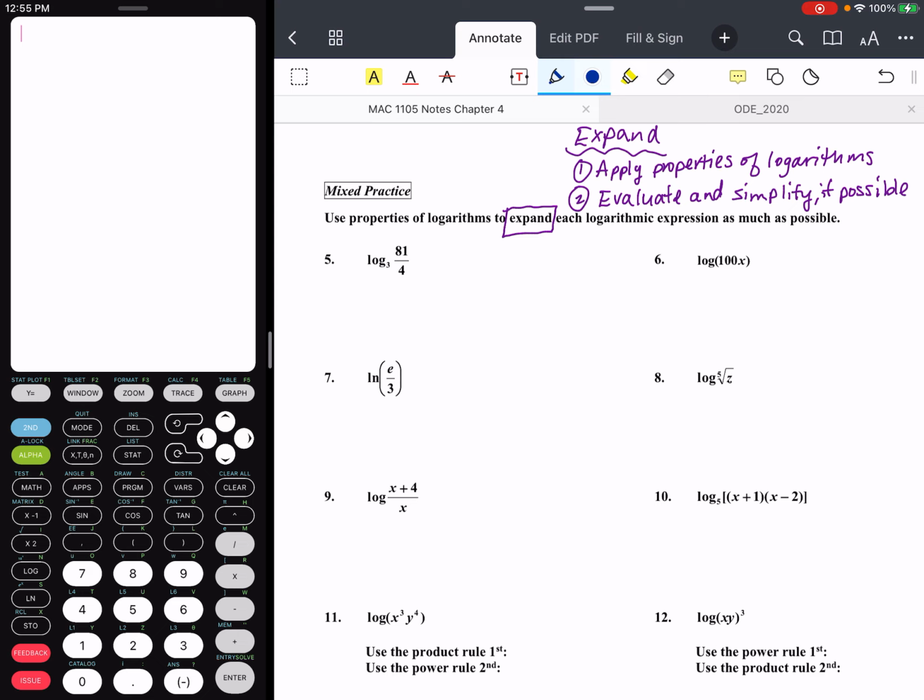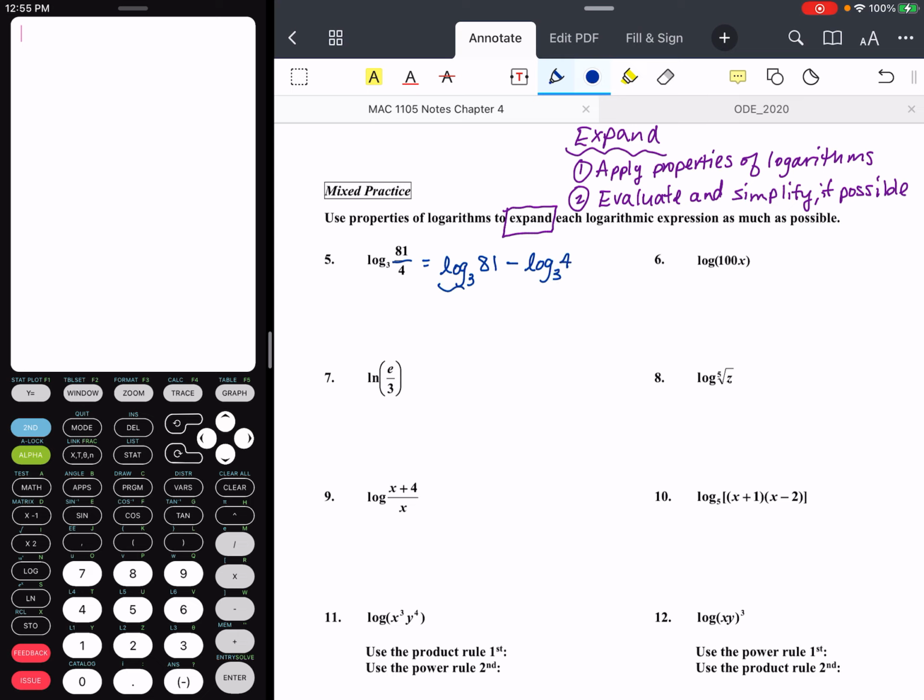All right, so for number 5, expanding log base 3 of 81 over 4, we're going to use the quotient rule, right? Because we've got a big fat quotient right there. So that means we're going to subtract. That division symbol looks just like a subtraction symbol, if that helps you remember. So log base 3 of 81 minus log base 3 of 4.